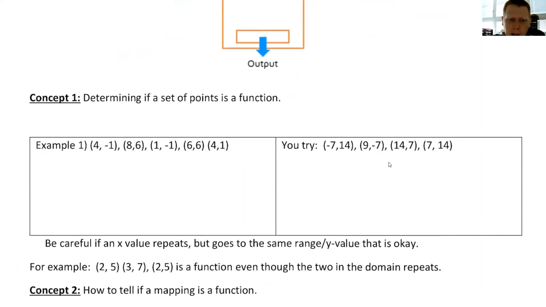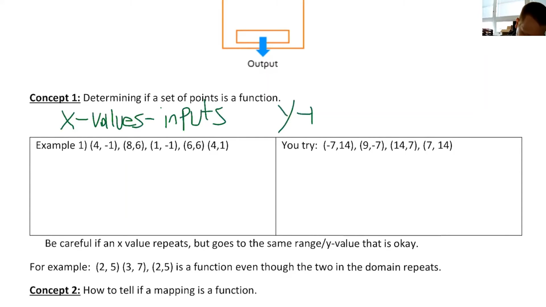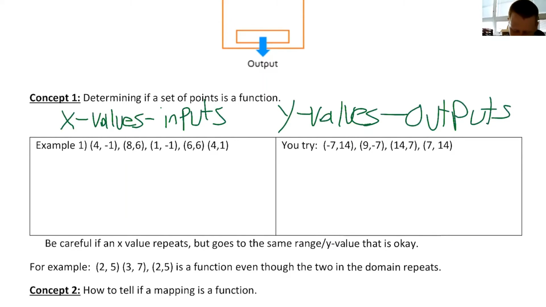So concept one here, we're going to look at if a set of points is a function. This is similar to the second section you're going to see in your Delta Math. It's called determine if a set of points is a function. All you want to do is look at, remember, your X values are your inputs. You don't have to write this, but anytime I say inputs, I'm really talking about X values. And when we talk about outputs, that's talking about Y values. So just in case I use these words interchangeably.